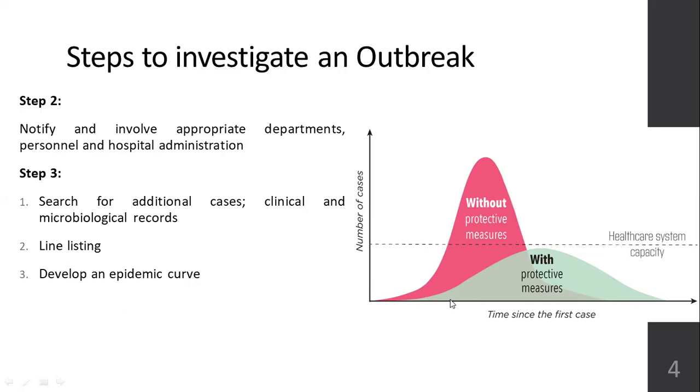In the second curve, you can see that when protective measures were used, personal protective equipment was used, there was an increase in cases, definitely, but it was very slow, very controlled, and very few people were affected.